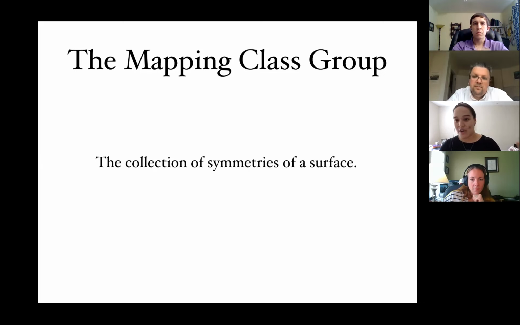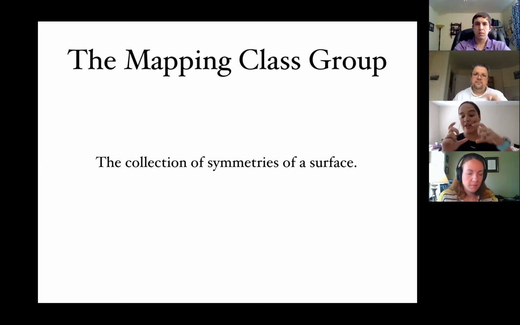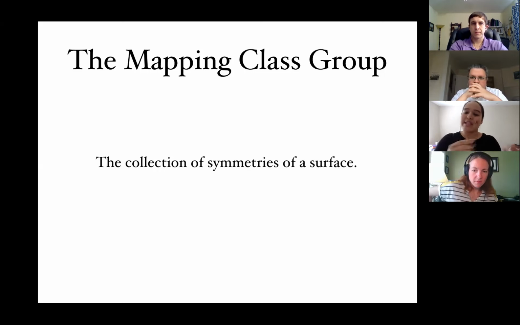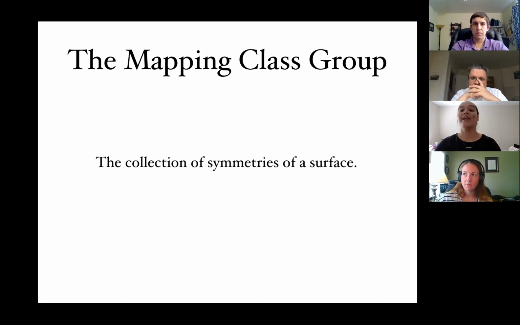So symmetries, we often think of, for example, the dihedral group, which you can think of as symmetries of the square. So you act on a square by rotating it, by reflecting it, and then you look at all the compositions of those actions. And this is a similar type of thing, except now that we have a much more complicated object, our symmetries are going to be more complicated.